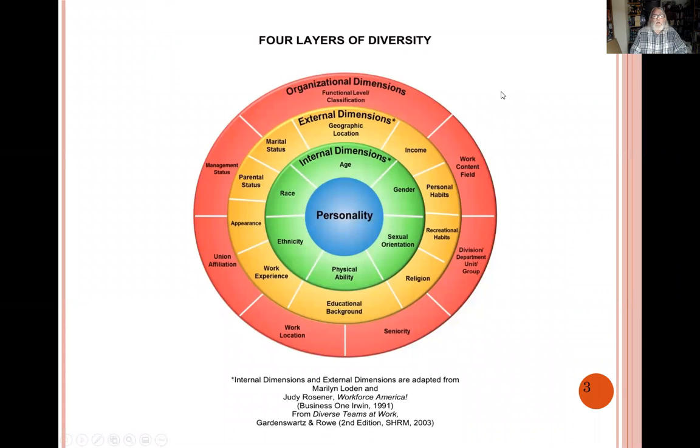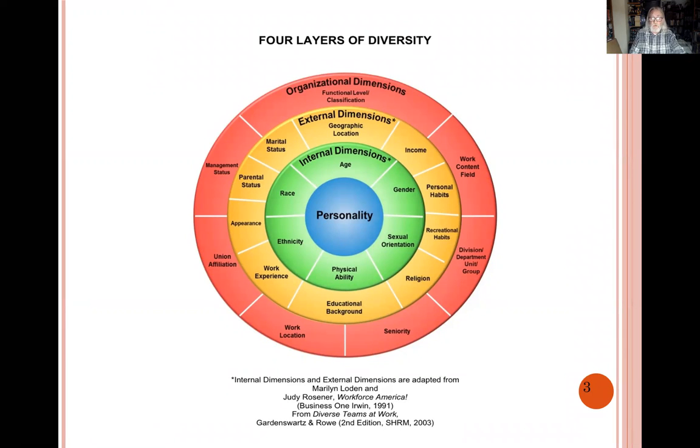This is a different type of graphic than you normally see associated with discussions of diversity, the four layers of diversity. And you can see them here: personality, internal dimensions, external dimensions, and organizational dimensions. And this is not normally the way we would look at this sort of a topic, because it takes a different perspective. But this will expand our thinking a little bit.